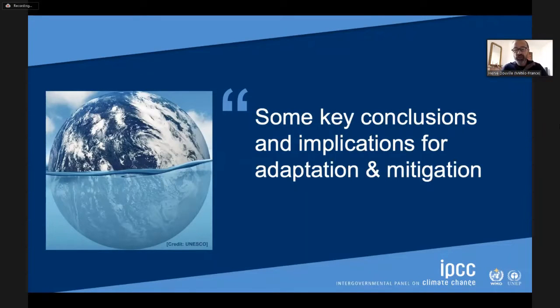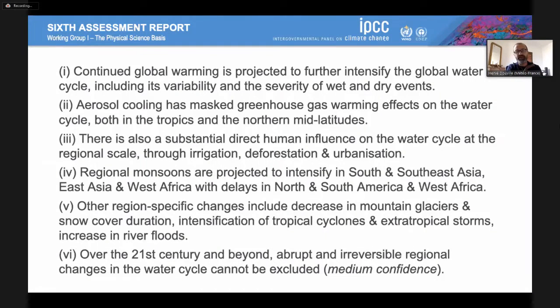So, some key conclusions and the implications for adaptation and mitigation. I won't repeat all the key findings, maybe just add that over specific regions, we will also have some decrease in mountain glaciers and snow cover duration, with strong implications for runoff and river discharge. We will have some intensification of tropical cyclones and extratropical storms, with increased related precipitation intensities, and an increased proportion of tropical cyclones of the highest category, the most powerful ones, with related increase in river flows.